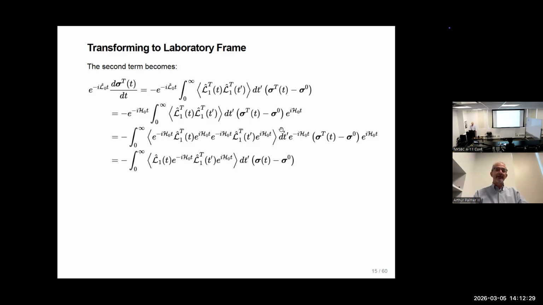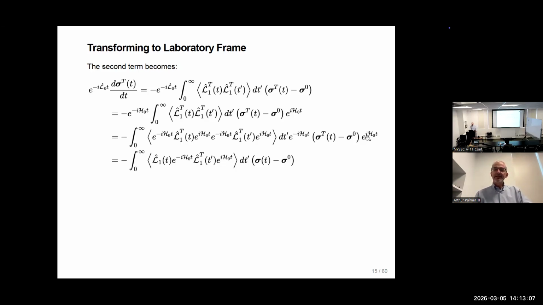And then I'm going to play a usual game that I can always insert the identity operator any place I want. E to the I H naught t, e to the minus I H naught t is 1. So I can insert that. And what I'm trying to do is get everything into these kind of sandwich operators, so that hopefully I recognize what's going on if I have every term here look like one of these sandwiches.